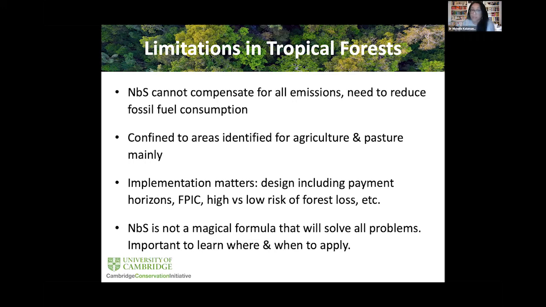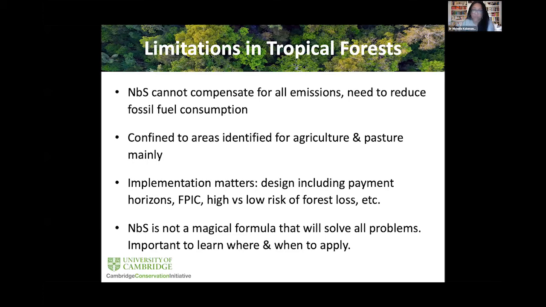It's also important to note that the implementation of a lot of these projects matters, including whatever payment horizon. So whatever payment you introduce in order to avoid deforestation has to be at the same level at which communities were receiving money. So for example, if I was getting $10 for every log that I took out of the forest, then that program has to compensate for about $10 as well.